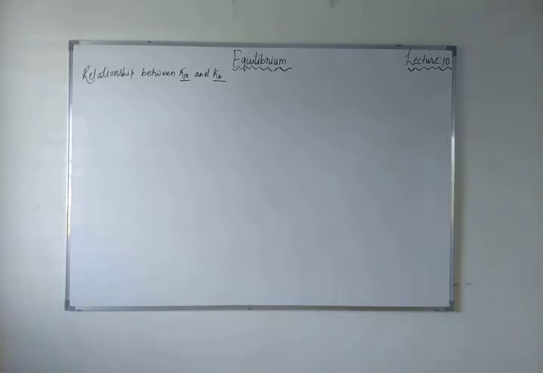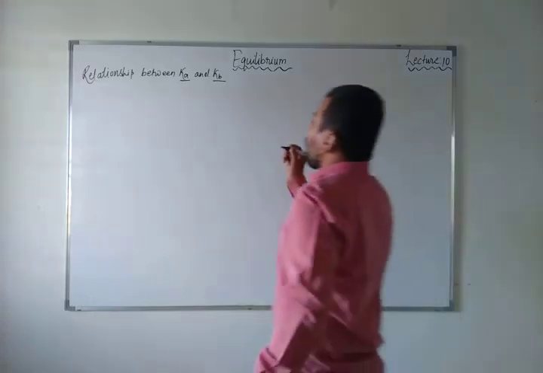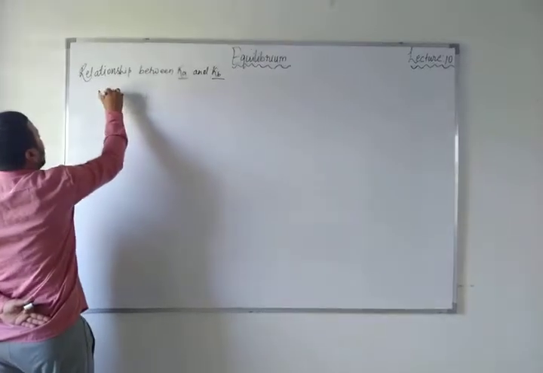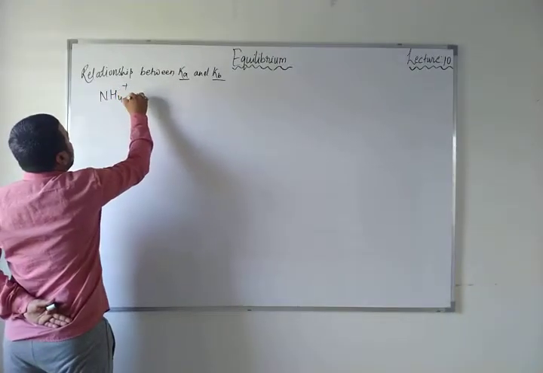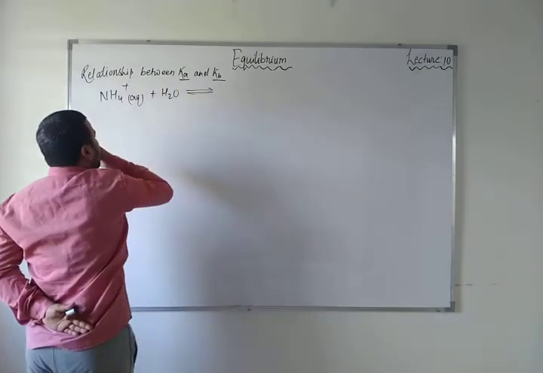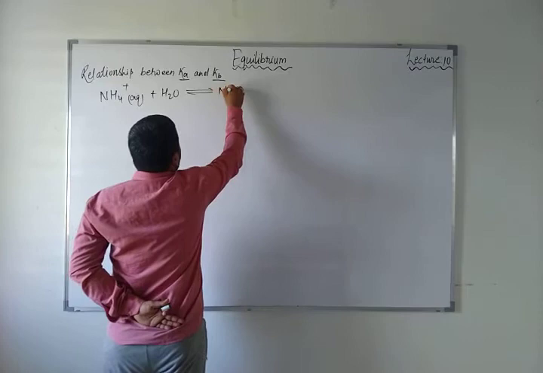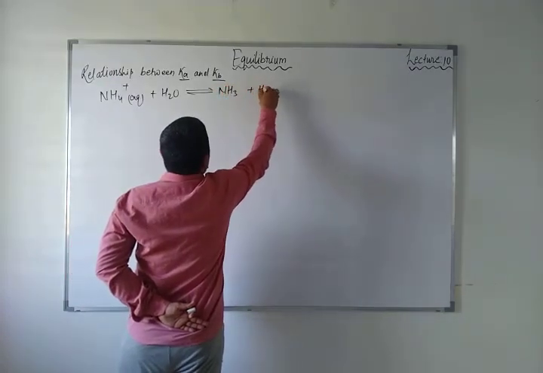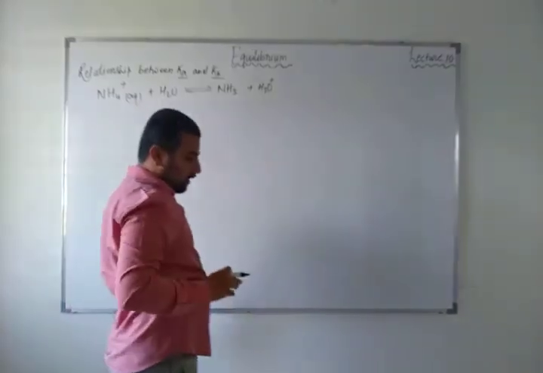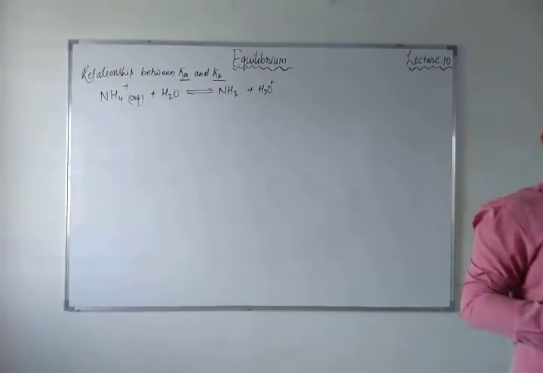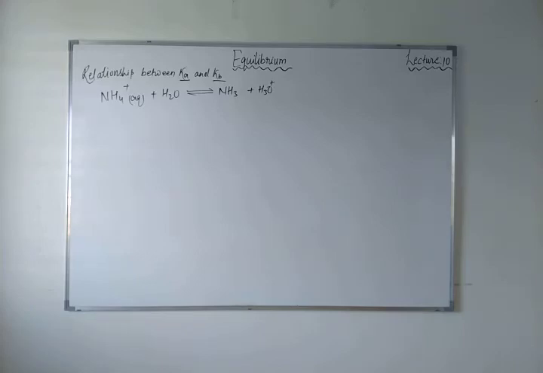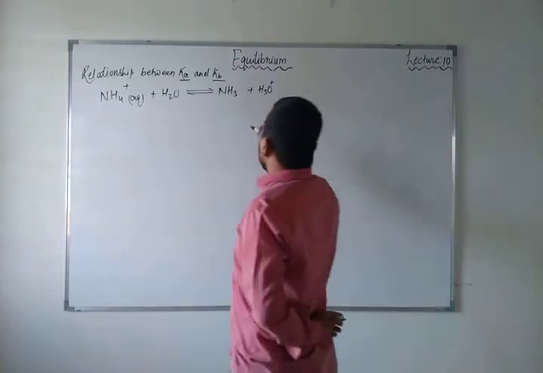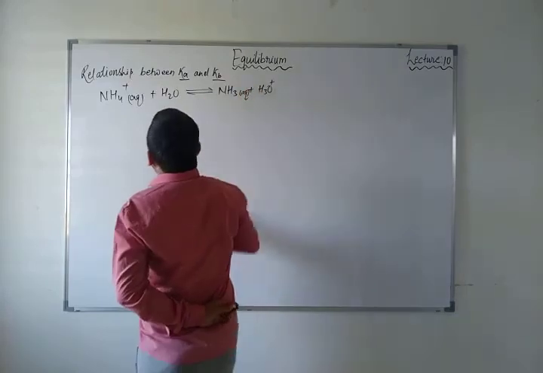Just take an example, okay? What will happen if we take ammonium NH4 plus in aqueous solution, and water H2O? What will be the reaction? That will be NH3 plus H3O plus. Is it right? Definitely it will be right. So here, can you tell me what we can calculate? We can calculate the ionization constant of weak acids.